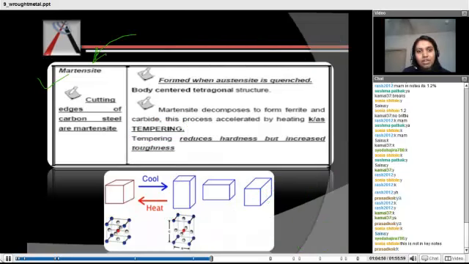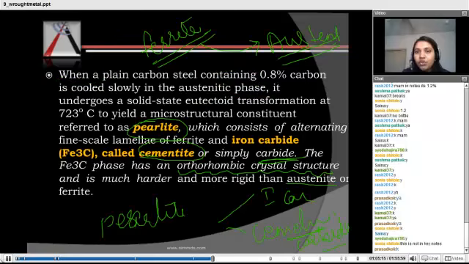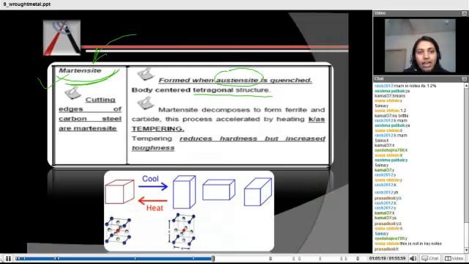Okay, then we have something called as martensite stage. It is formed when austenite is, rather than being cooled slowly, remember when we were cooling austenite slowly, what we were getting is pearlite. But imagine if we don't cool it slowly and we just quench it in water, what we will get is a body-centered tetragonal structure, that is martensite. So normally we do not use this pearlite method, we actually have the edges as martensite.